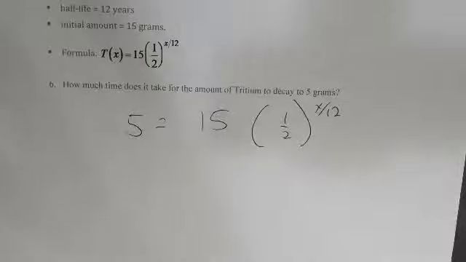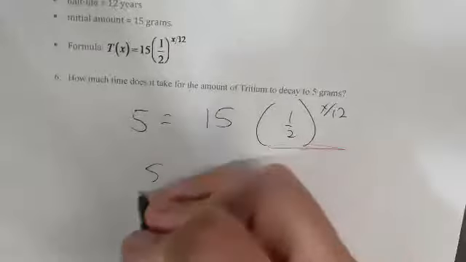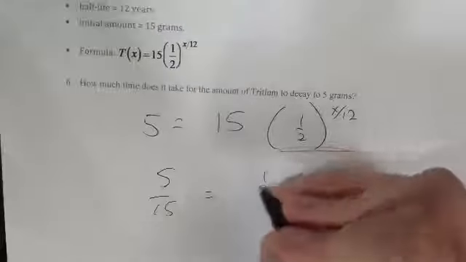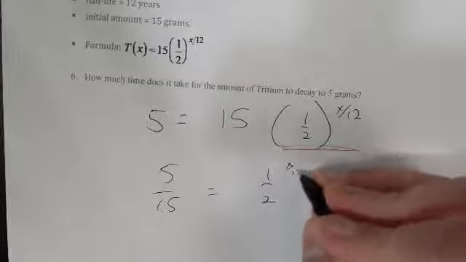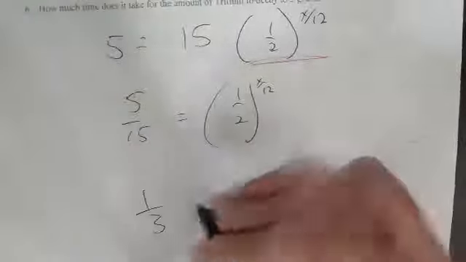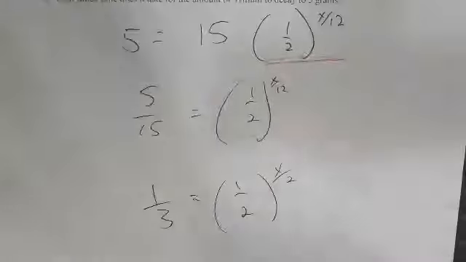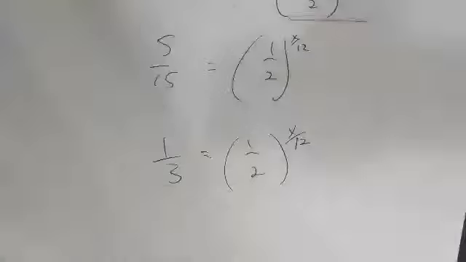Now we're looking at this thing here. We want to get our exponential by itself. So in order to get our exponential by itself, first thing we're going to have to do is divide by 15. So 5 over 15 equals 1/2 to the power of x divided by 12. 5 over 15, I'm going to simplify that real quick. This is 1/3, equals 1/2 to the x over 12.